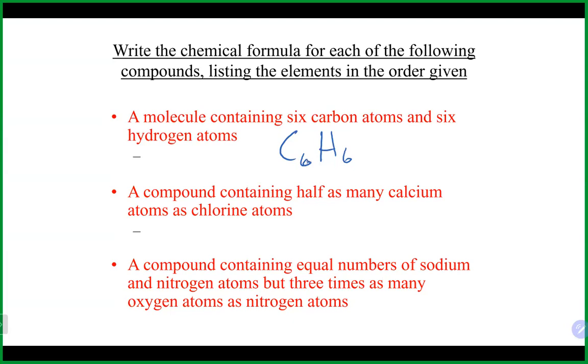A compound that has half as many calciums as there are chlorines. So if I just had 1 calcium, that would be half as many chlorines, which would mean I need 2 chlorines in that case. So CaCl2. And lastly here, a compound that contains equal numbers of sodium and nitrogen. So might as well just start with 1 of each, and 3 times as many oxygens. So O3. Any questions on those formulas there?